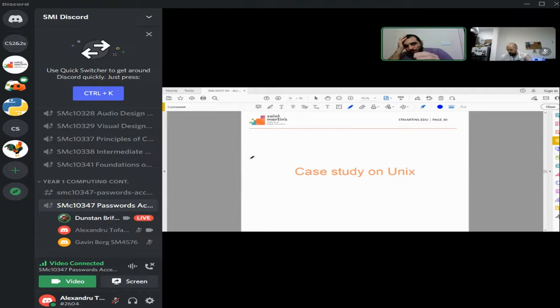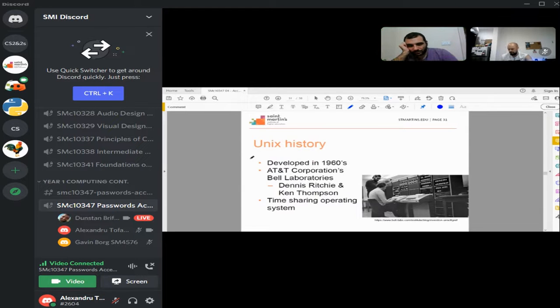So here we're looking at a particular operating system, and there is a reason why we're doing a small side tour to Unix. Just as a very small snapshot in terms of history, we're looking at a very old operating system, because Unix was developed, as you can see, in the 1960s. So as an operating system, it's quite old.